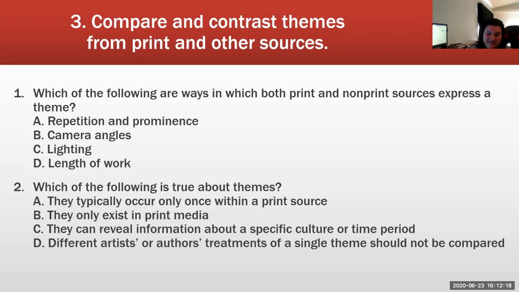The correct answer is A. Both writers and artists express themes by repeating ideas or images or by giving one idea or image prominence in a work. So like if something they come back to, that repetition and prominence will indicate the theme, whether it's a book or a movie. So camera angles, lighting, and length of work are all wrong. They do not indicate a theme. Repetition and prominence is the theme.